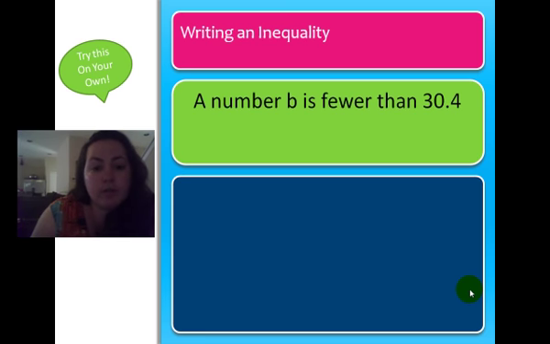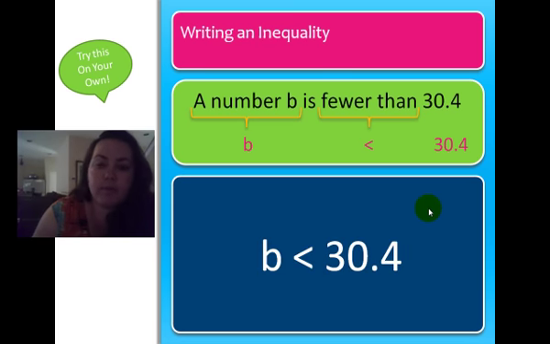See if you could solve this one. A number B is fewer than 30.4. Well, if you look at your notes, fewer than, you should see what category that is. A number B is just B. Fewer than is less than, and 30.4. So B is less than 30.4.